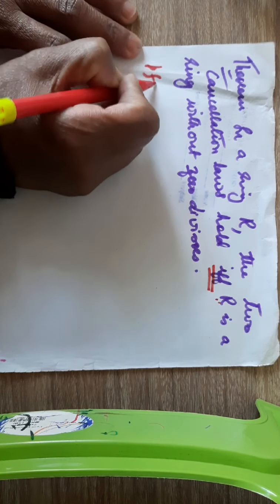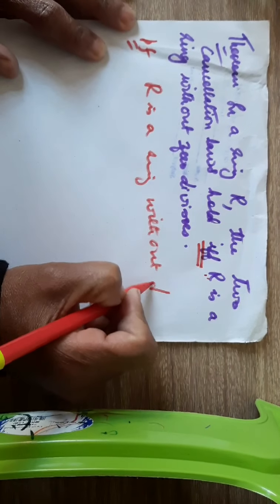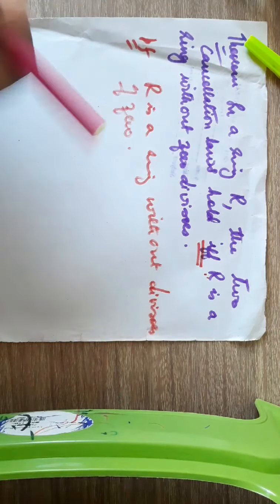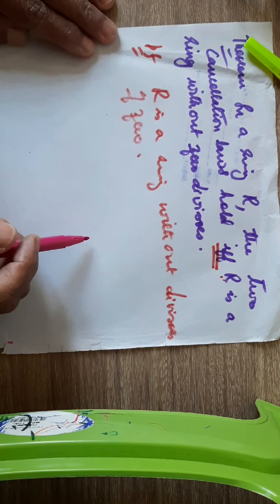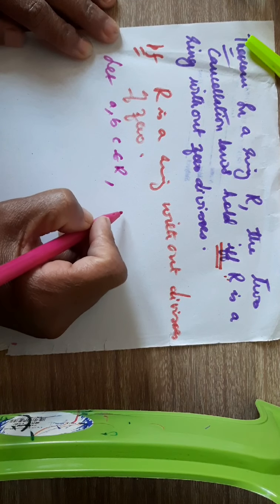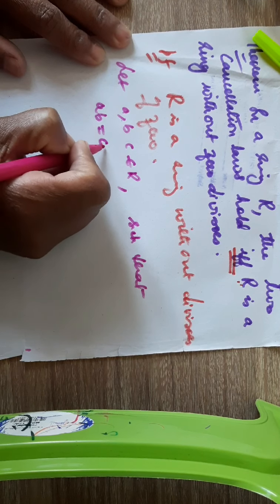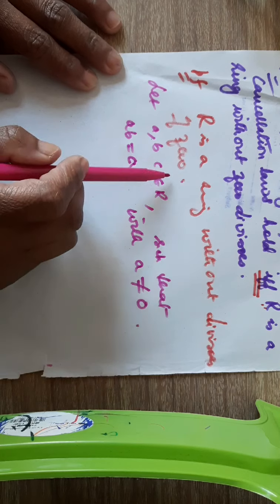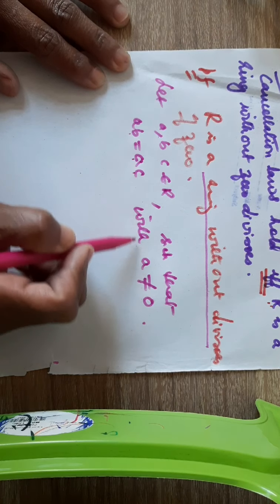Suppose we assume first that R is a ring without divisors of 0. That is, whenever the product AB is equal to 0, then at least one of the elements, A or B, should be equal to 0. So let us take three elements A, B, C belonging to R such that AB is equal to AC with A not equal to 0. What I need to show is that this ring satisfies the cancellation laws, both left and right, if it is a ring without 0 divisors.